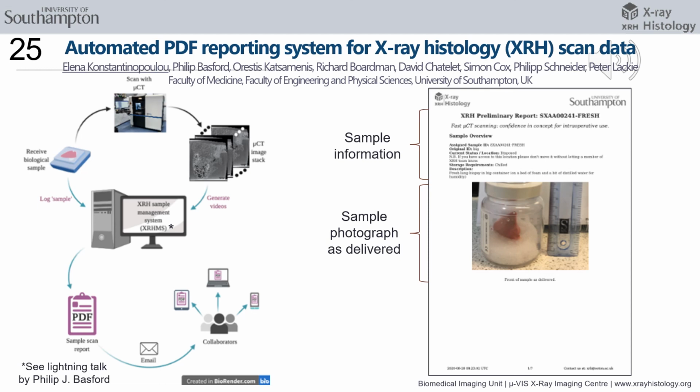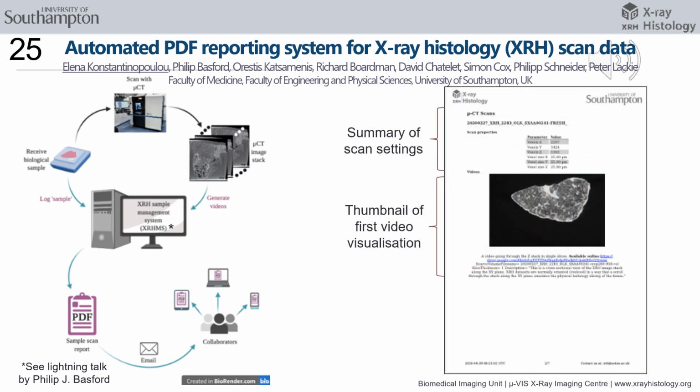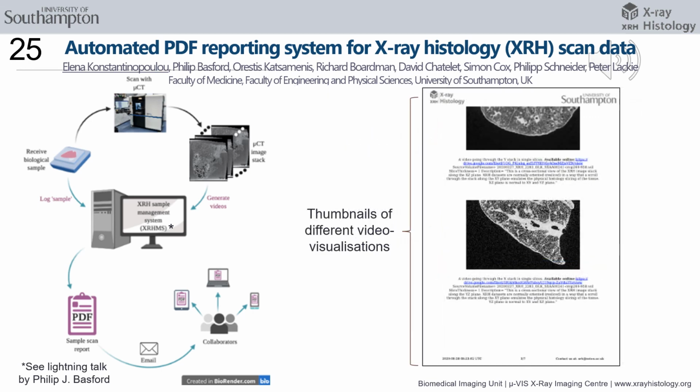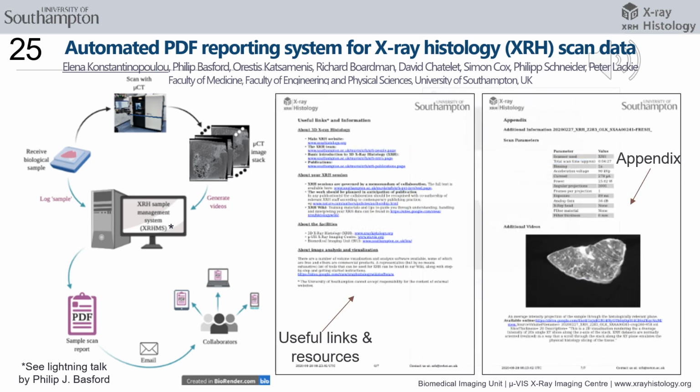The first page of the report contains information and photographs related to the sample. The second page shows a central slice of the scan with the most relevant scan settings and a link to an online video slicing through the stack. Subsequent pages have thumbnails and links to other video visualizations of the sample. A final section contains useful links, resources, contact and acknowledgement information.